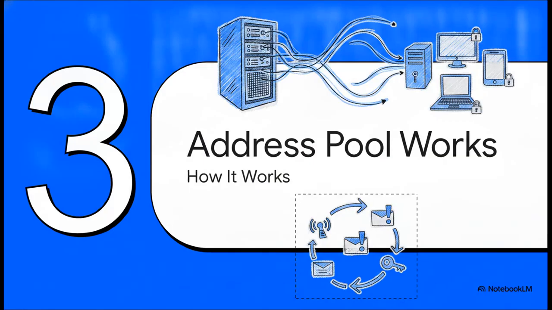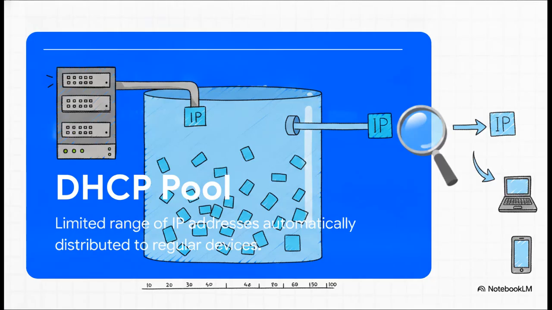Section 3. How the address pool works. Now that we know where to look, let's transition to the underlying rules of the network environment to understand how our suspects actually behave. Now, what's really interesting about this slide is that IP addresses aren't just tossed out at random into the void. Nope.